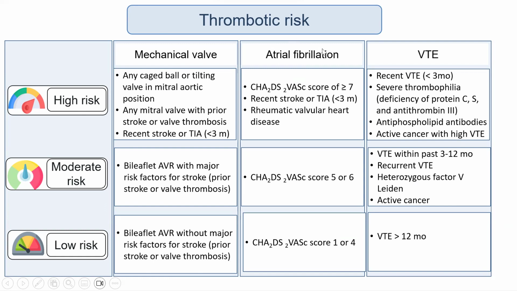In patients with atrial fibrillation, he or she is considered to be at high risk of thrombosis if the CHA2DS2 score is 7 or more, or the patient has a recent stroke or TIA. In patients with venous thromboembolism, a history of venous thromboembolism less than 3 months ago, or an active cancer, is high risk because these patients have a high risk of recurrent venous thromboembolism. This is an example of the high risk of thrombosis.